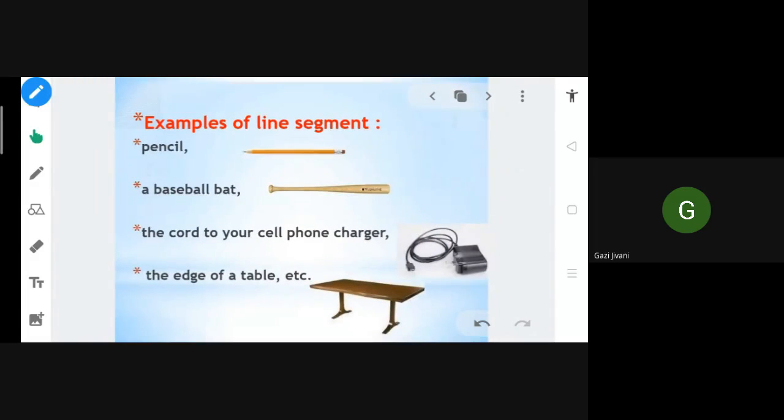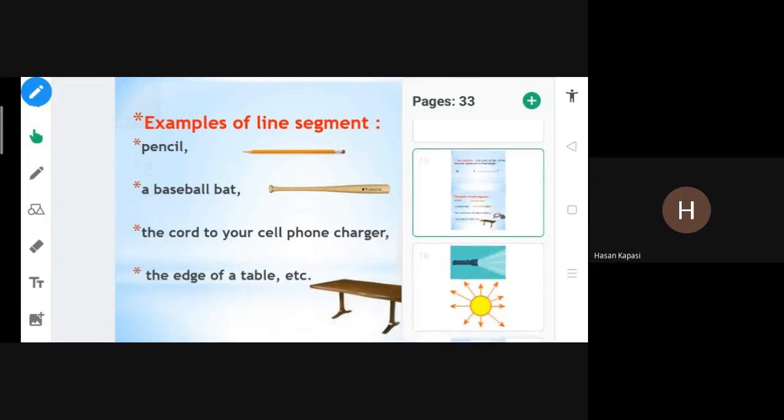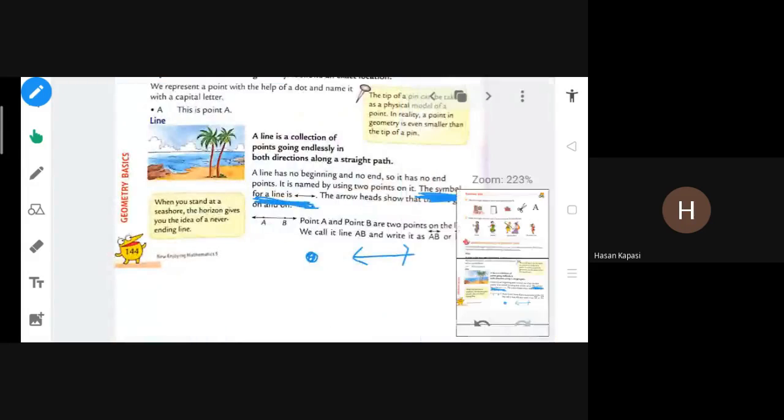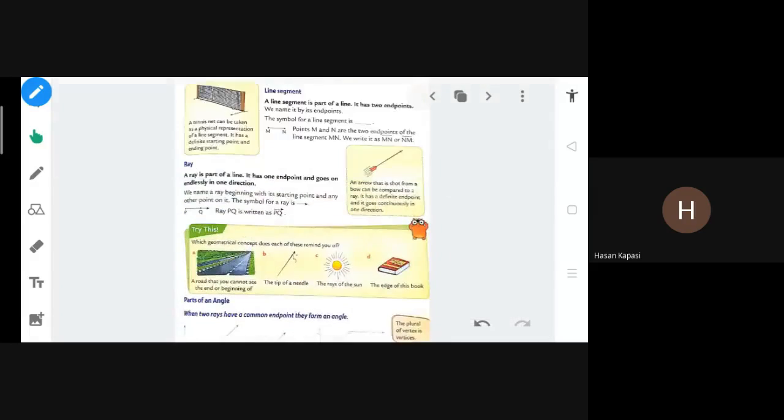You can see in all these objects, even the cord of your cell phone charger. When we remove this, this much part of the cord also has ends, and that is also straight if you pull it. And here it is written edge of table, that is also straight and it has ends. So the line which has ends is a line segment, and the one which has arrows is a line. About line segment it is also written in the textbook.